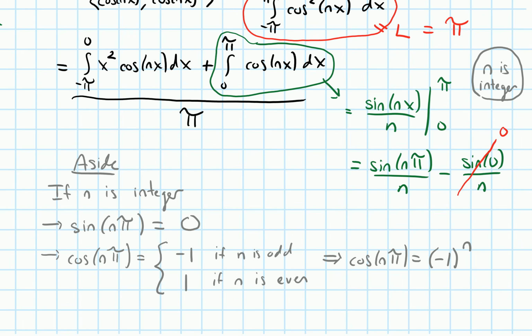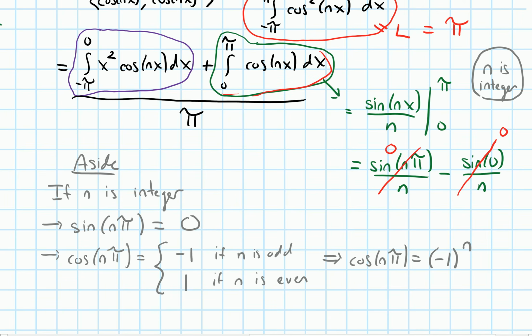All right, so using that for our problem, now we know that sine of n pi is going to be 0. So that's kind of nice. This whole integral right here ended up being just 0. But what about that other integral that has the x squared? So how do we do this integral?